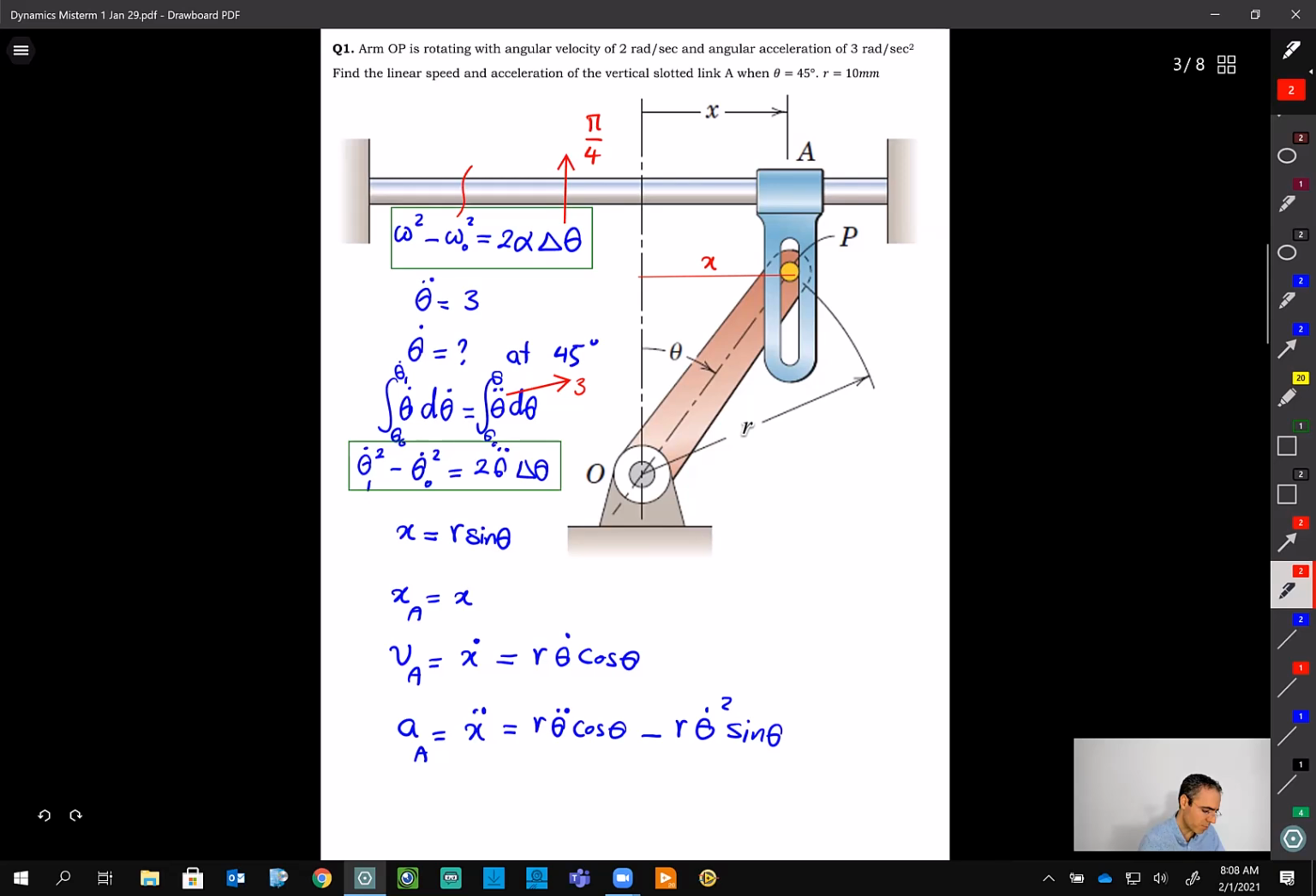I have the information for this guy. This is 2 when the speed starts. And I have alpha, right? It's 3. So it means I have theta dot, and all I need to do is replace them here.